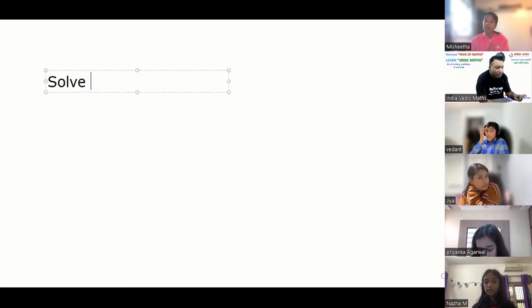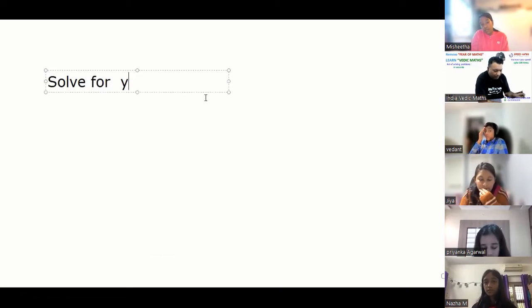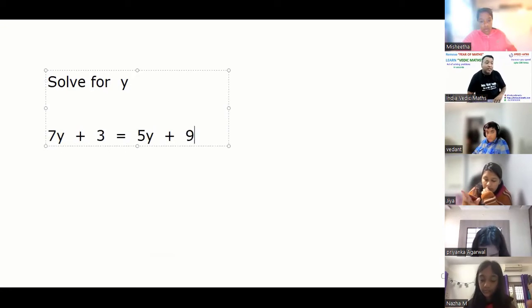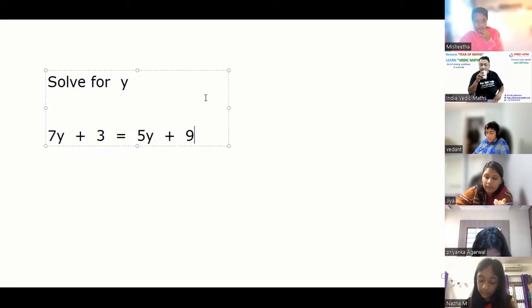Solve for y. 7y plus 3 equal to 5y plus 9. Try everybody and tell me the answer in the chat. What is y equal to?